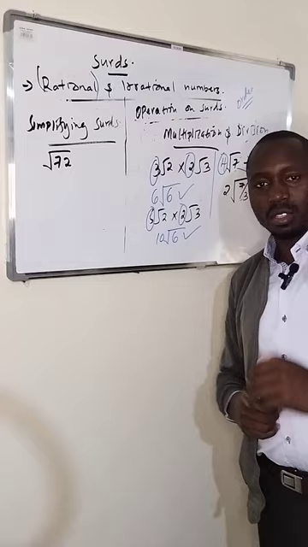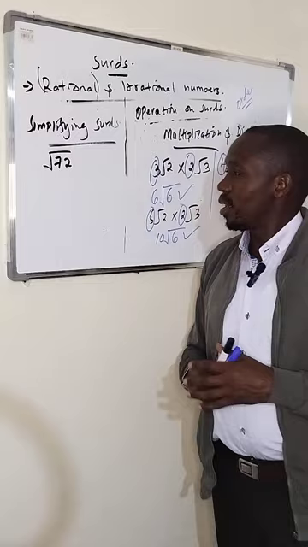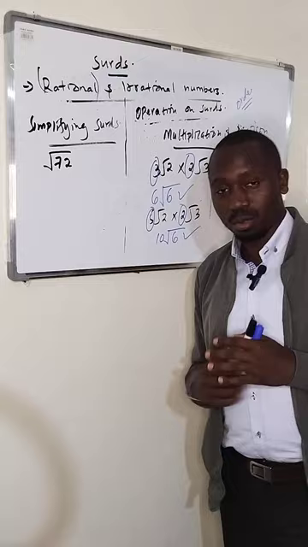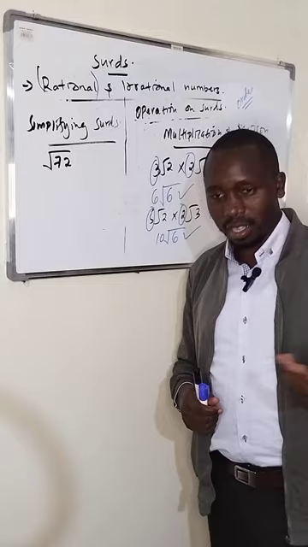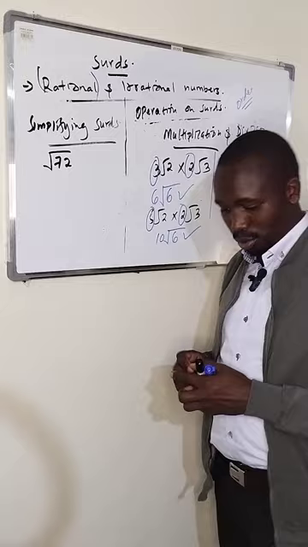To simplify a surd, you have to think of two numbers which, when you multiply, you get 72. And one of those numbers must have a definite root and should not be simplifiable any further after getting its root. For example, here, if you have 72, the two numbers which we can multiply to get 72 are, say, 2 and 36.